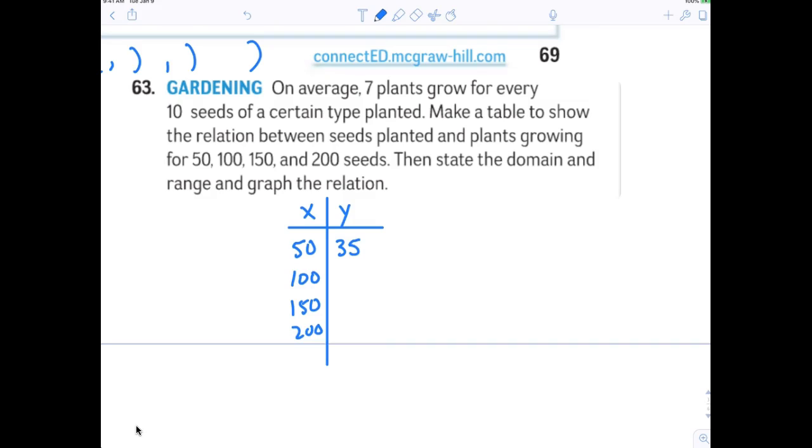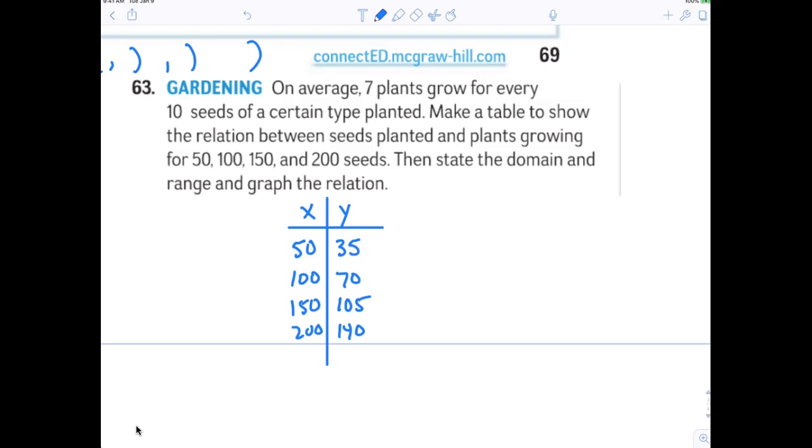So what if you had 100 seeds? How many plants would grow? 70, right? Now, if 50 is 35 and 100 is 70, then 150 would be what? 105, because we could just add those together, right? And 200, I could just double 100 if you wanted to. 140. All right, that's a pretty good problem, actually.